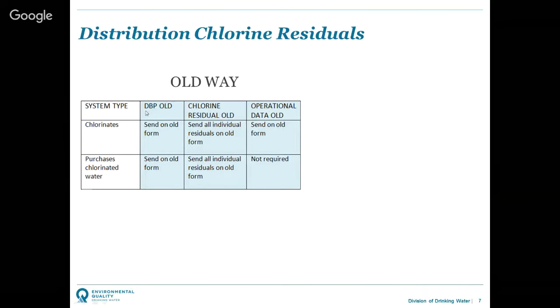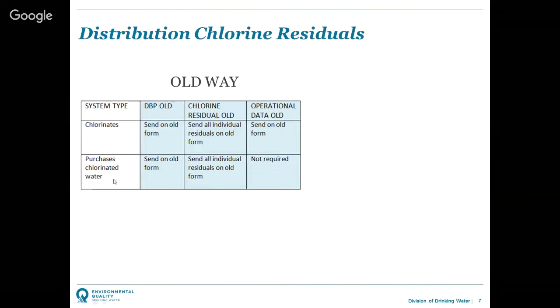your disinfection byproducts, which is what that DBP stands for, water systems were putting those on the old form, an old spreadsheet, and then they were including pages of residuals, pages and pages, and then the operational data, which is the spreadsheet the operator fills out when checking the treatment facility, volume of water treated, how much chemical was added.